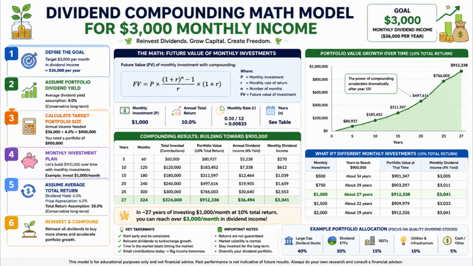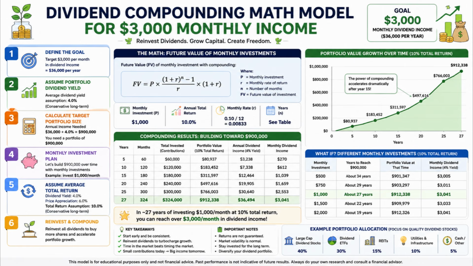The estimated portfolio value may rise to approximately $766,003. This portfolio could produce about $30,640 in annual dividend income, equal to roughly $2,553 per month.